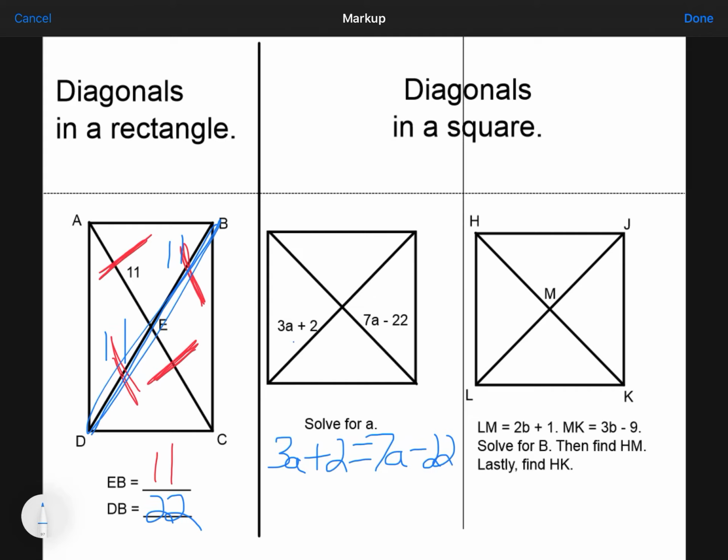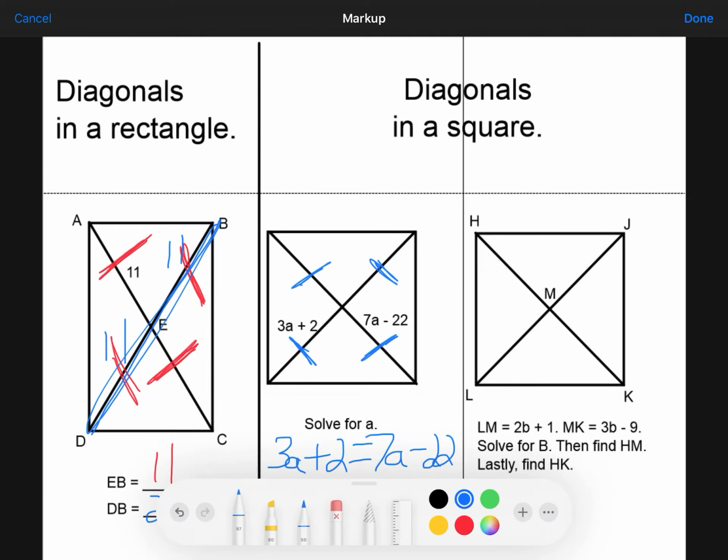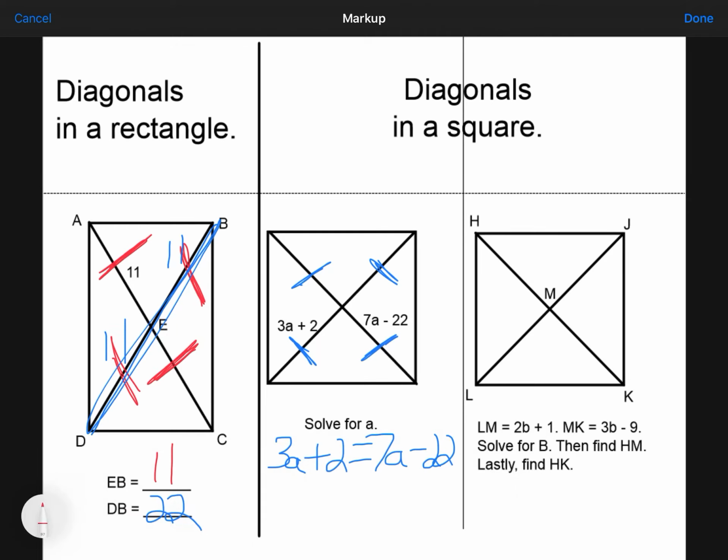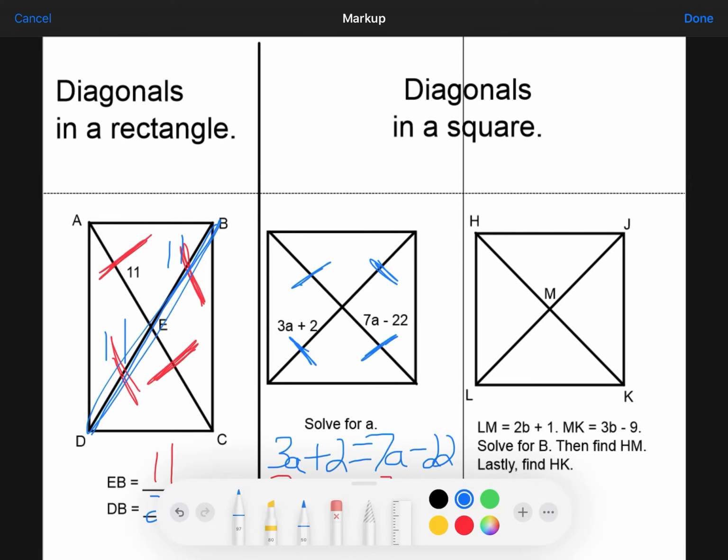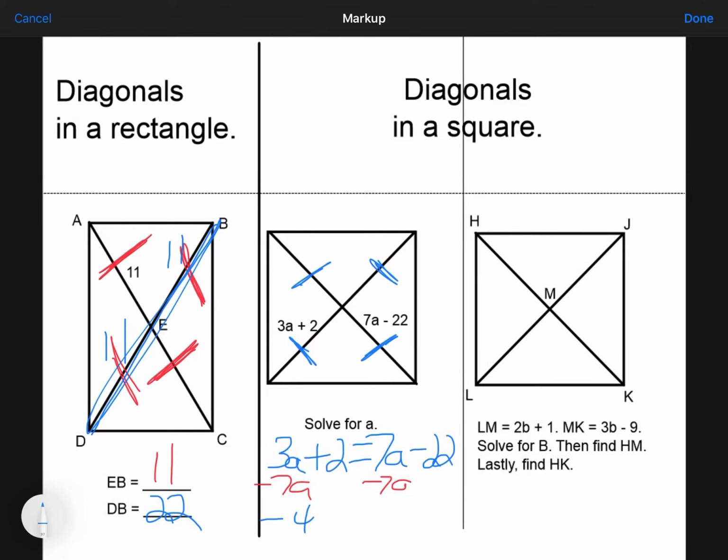Oftentimes, things are equal. This piece is the same as this piece, is the same as this piece, is the same as this piece. All 4 pieces of diagonals are congruent in squares and rectangles. Therefore, just set them equal. Solve out your algebra 1, 3-step equation. Negative 4a plus 2 equals negative 22. And as you solve it, this one will come out to be 6. Excuse me for not showing every step, because it's small in space.